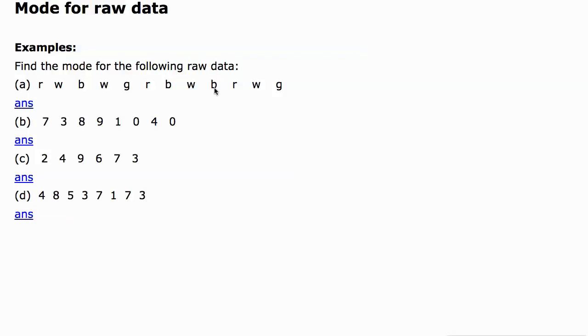Look at here, how many blues? 1, 2, 3, I have 3 blues. How many greens? Oh, just 2. How many reds? 1, 2, 3. How about the white? 1, 2, 3, 4. Oh, 4. Then the white is the mode because it's the most frequent color. So the answer here will be the white. So that's the mode for this data.